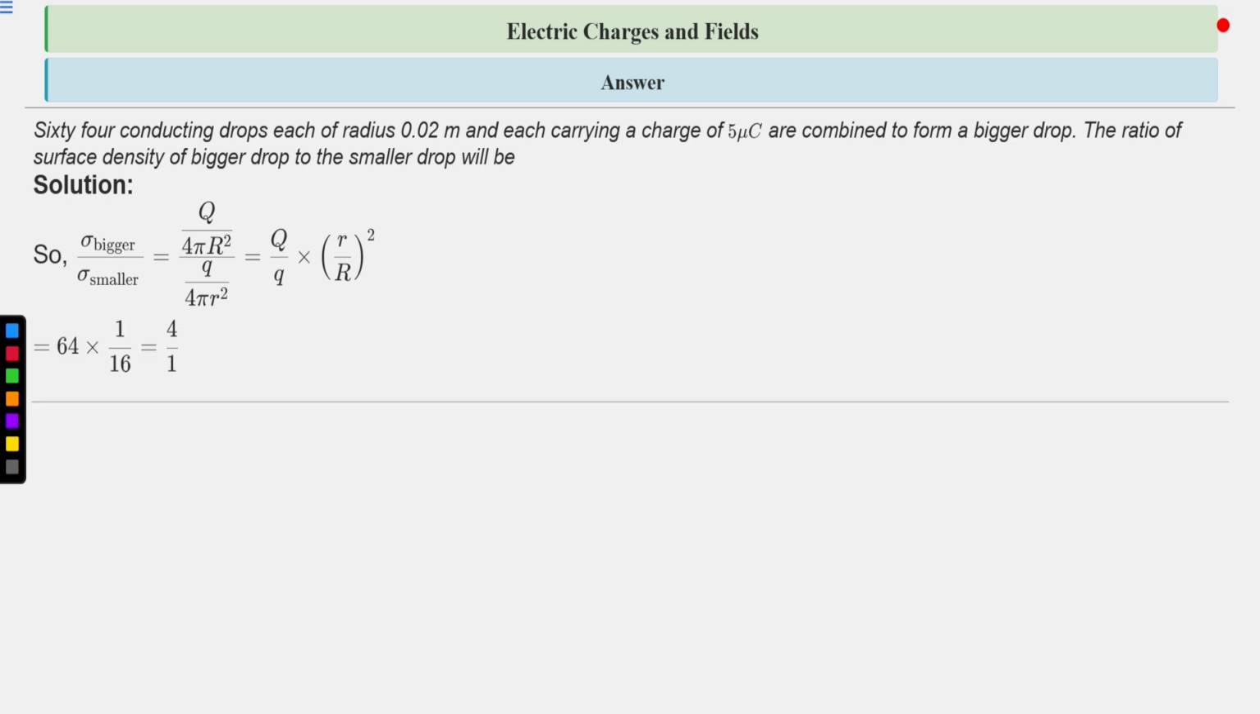Now capital Q by small q, what is the ratio? We have found earlier it is 64, and the ratio of small r to capital R is 1 by 4, and the square of this is 1 by 16. So we will get the final ratio of surface charge densities as 4:1. I hope you understood. Let's move on to the next question.